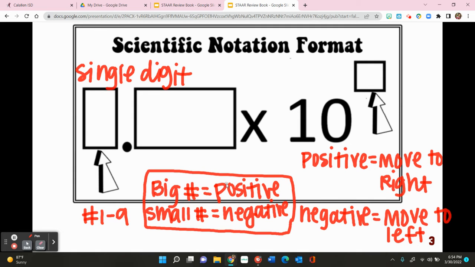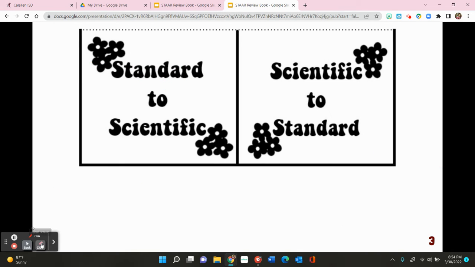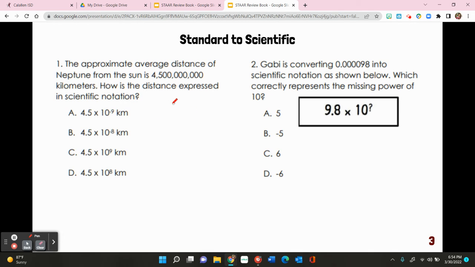So with that being said, let's go ahead and look at a few examples of going from standard to scientific first. We're going to start off on the left side of our foldable. We're going to look at problems 1 and 2. For number 1, it says the approximate average distance of Neptune from the sun is 4,500,000,000 kilometers. How is the distance expressed in kilometers?